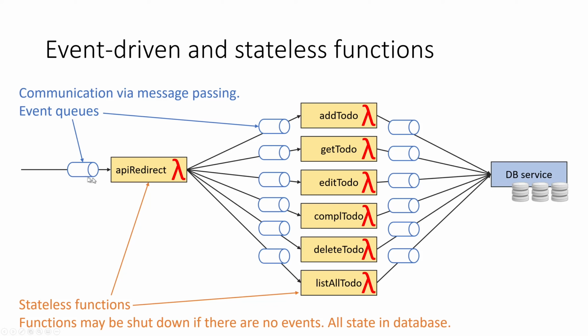So what happens when the function is shut down and a request arrives for it? Let's say a request arrives to delete a to-do, but the delete function is shut down. The API redirect will place the event on this queue for the delete function, and then the cloud provider will start the runtime for this function, and the function will process the event on the queue, and then it might be shut down again. But there's this additional delay in starting the function so that it can process the event that just arrived.